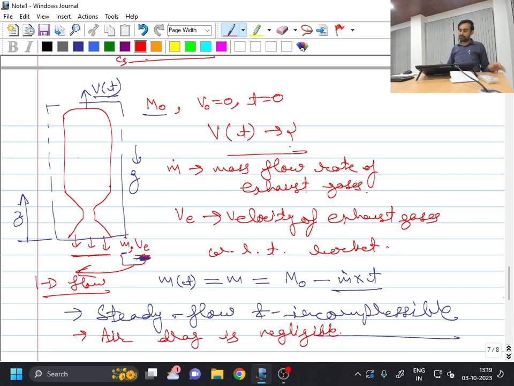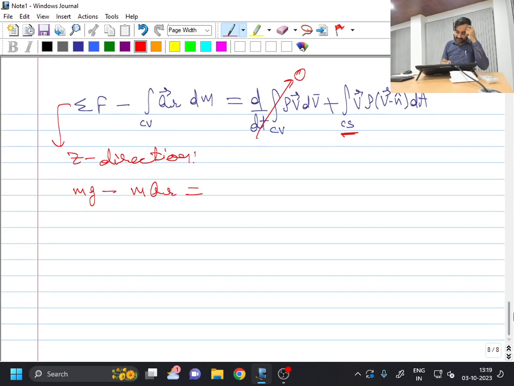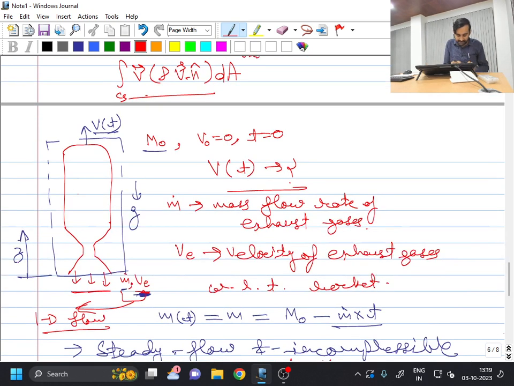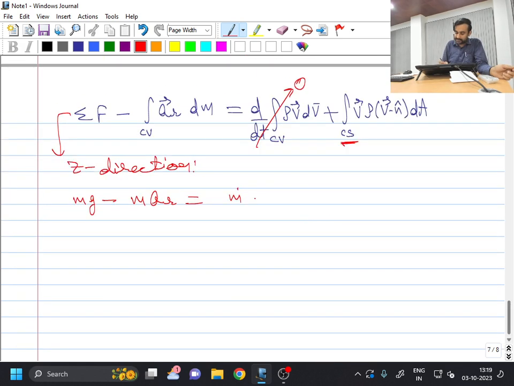So if this is the assumption of a 1D, then I can simply write this term as nothing but mass flow rate at the exhaust, that is m dot times velocity. And if you see, the z axis is positive in upward direction and velocity of the exhaust gases is in downward direction. So as velocity of exhaust gases is in downward direction, I have to write over here minus Ve.